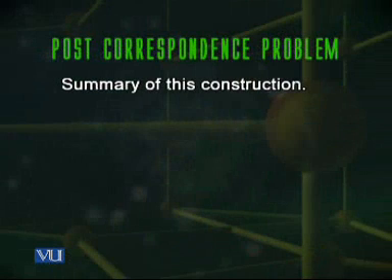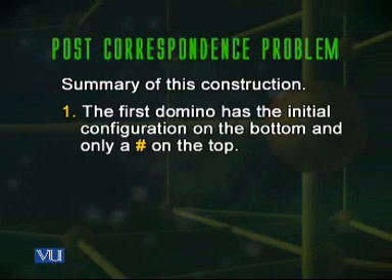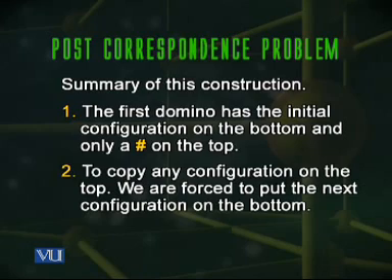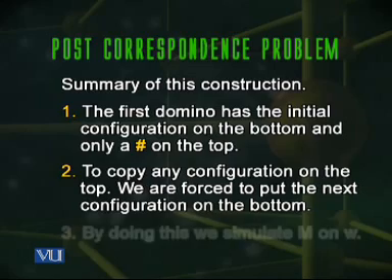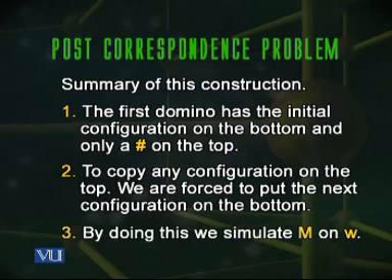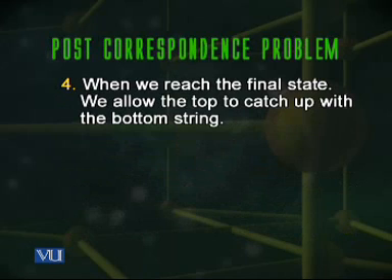Once we have gone into accept state, we use the dominoes to eat up all the symbols that come around the accept state, and we will be in the following situation. So the summary of this construction is as follows. The first domino has the initial configuration on the bottom and only a hash sign on the top. To copy any configuration on the top, we are forced to put the next configuration on the bottom. By doing this, we simulate M on W. When we reach the final state, we allow the top to catch up with the bottom string. That way, if M accepts W, we will find a match.